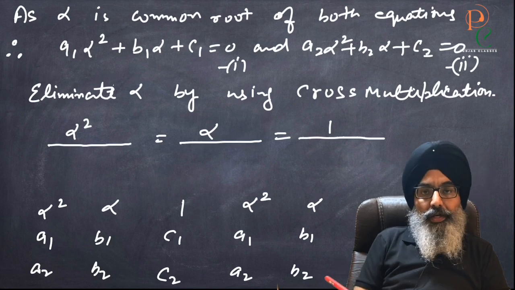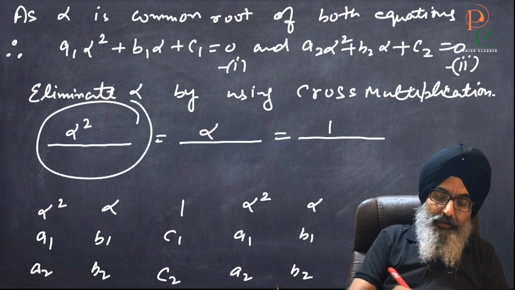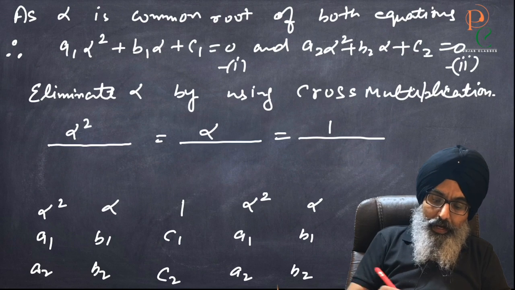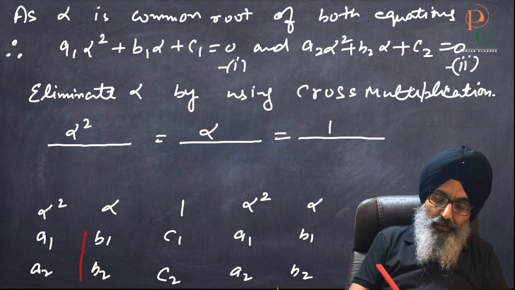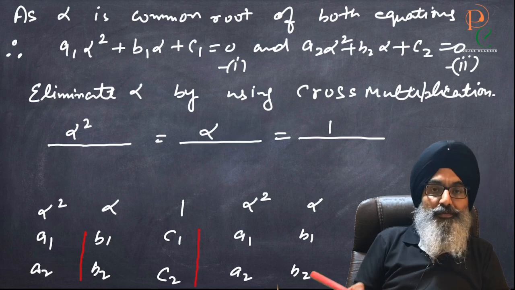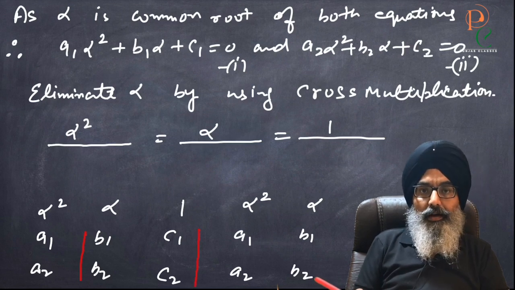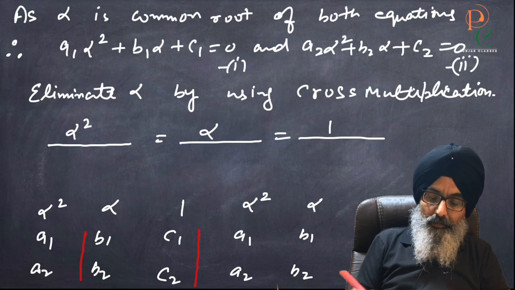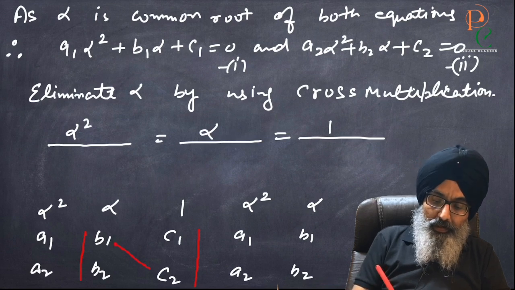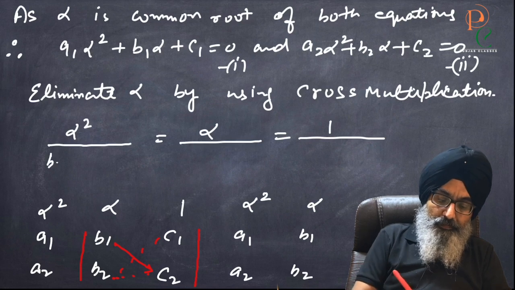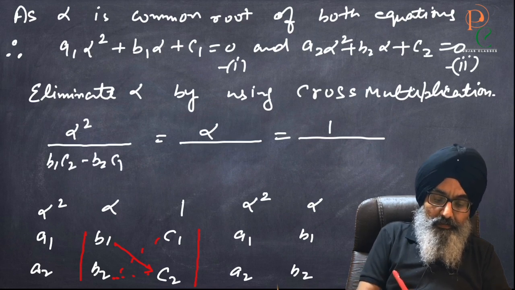Now what I will do is, under this alpha square term, I take the determinant of these two columns, that is the values under alpha and the values under 1. So I calculate the determinant, and it will be coming as b1 c2 minus b2 c1.